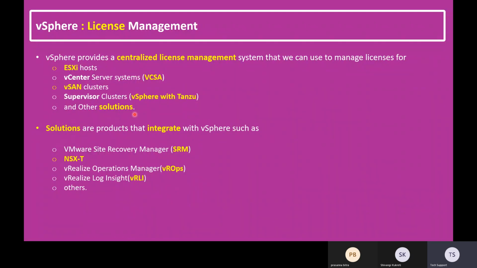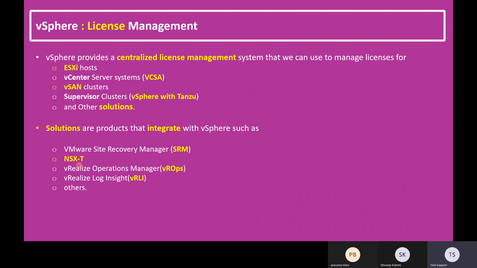Other solutions: apart from vSphere, VMware also has multiple other products. Those products also require additional licenses. All those products we call solutions. Solutions are products that integrate with vSphere, and I have given a few examples here. VMware Site Recovery Manager: for data protection, for protecting your entire data center site, we go for Site Recovery Manager. Either we can use the VMware product or any third-party backup tools. In our previous session, we talked about Veeam Backup and Replication. That is also one of the products, and it also supports site recovery. We also have Commvault, Veritas NetBackup, and others. But it completely depends on the customer's choice. Some customers choose the VMware product, and some may use third-party products.